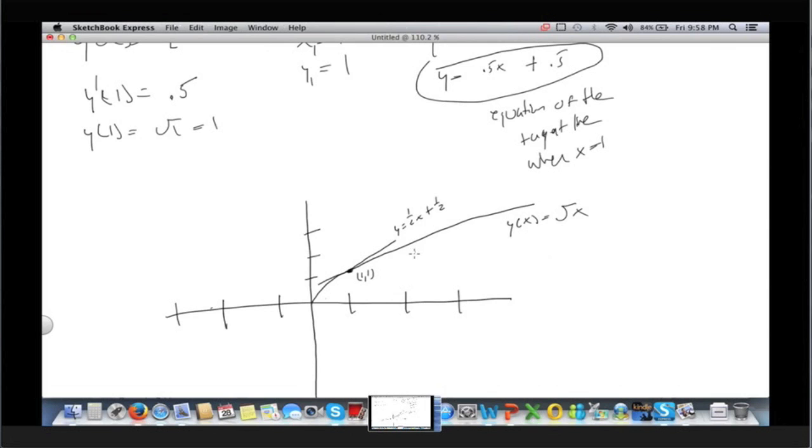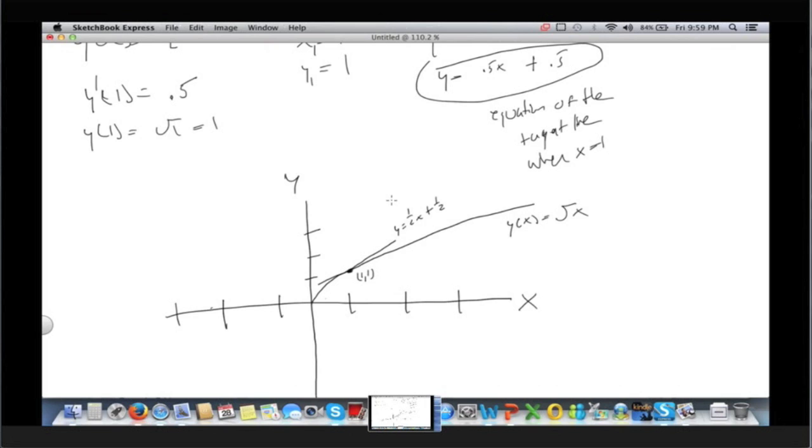Okay, good. So those are some good labels. Let's label the axes. Okay, good. All right, good. So that's good practice with the tangent line. Now, why do we care about the tangent line?